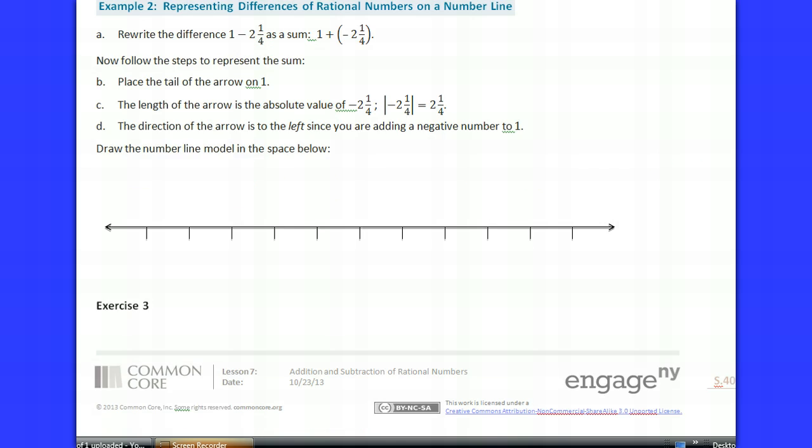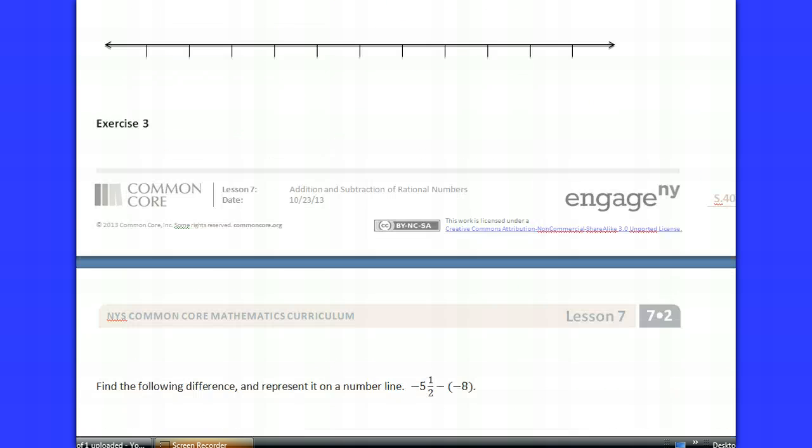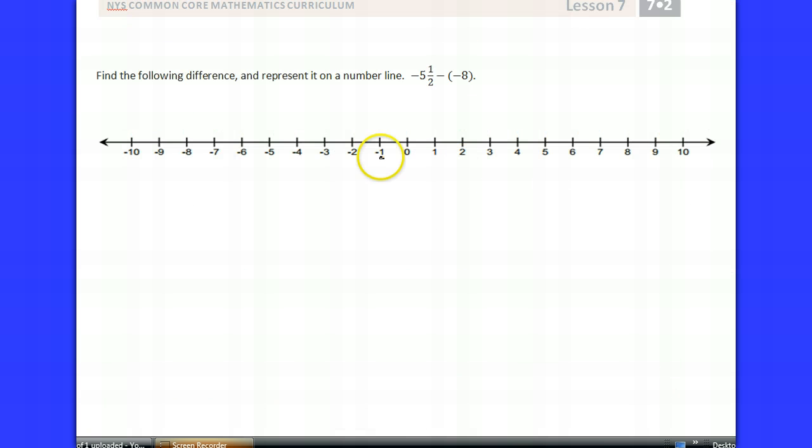Let's take a look at one more example here so that you can do the other problems. Let's take a look at negative 5 and 1/2 minus a negative 8. Well, first thing we know is that we've been working with these problems. The minus sign indicates that we take the negative of what's inside the parentheses. We negate it. And when we negate negative 8, we end up with a positive 8. So this is the problem we'll actually start with.